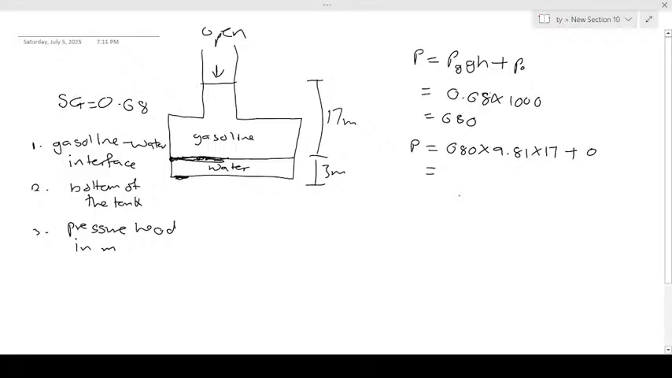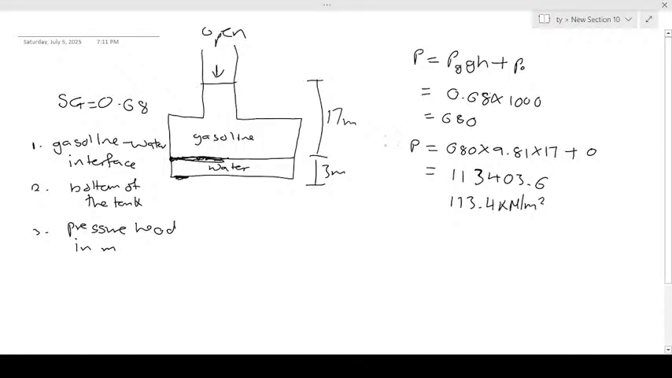So this is going to be equal to 113,403.6. And so we can say 113.4 kilonewton per meter square, or kilopascal.